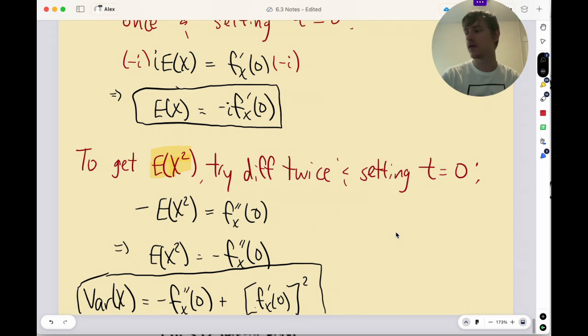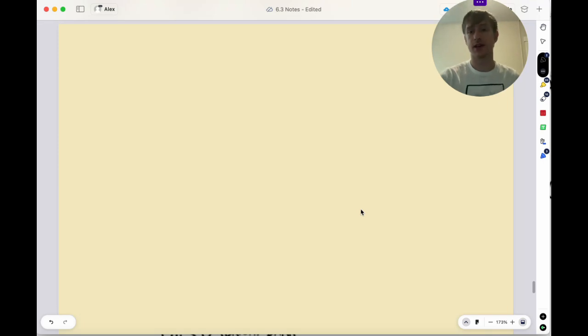Now, we're going to do a couple of examples, and that's going to end this video off in this section. We're actually going to look at the same two examples that we looked at when we found the characteristic function of a discrete and continuous random variable. So we're going to start off with the Poisson distribution.